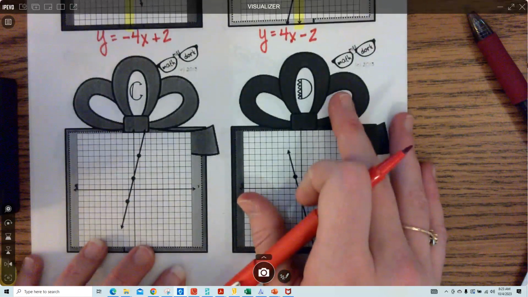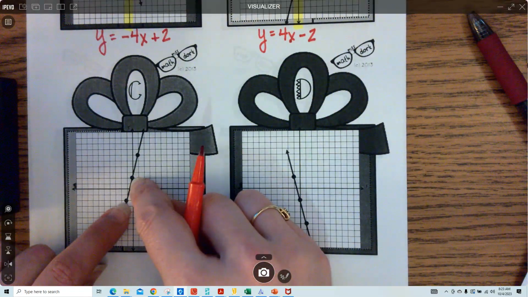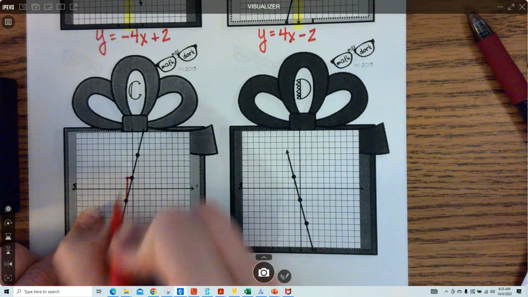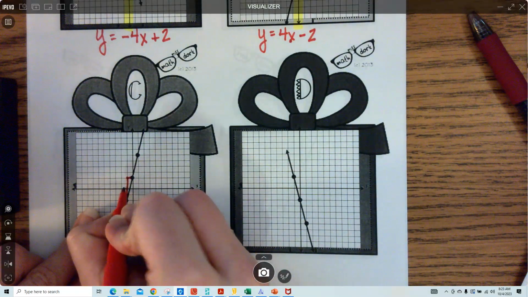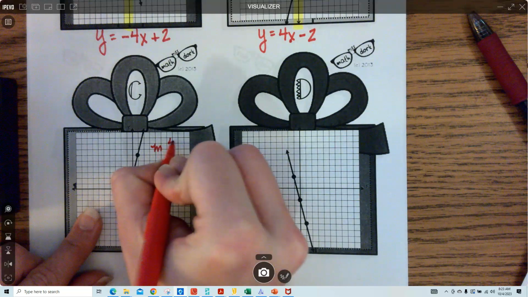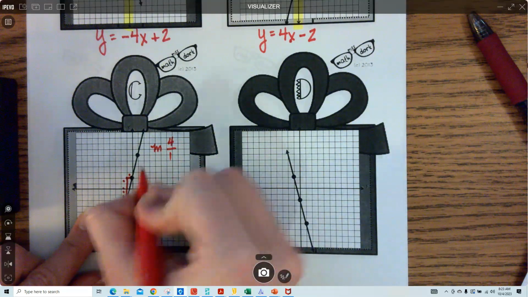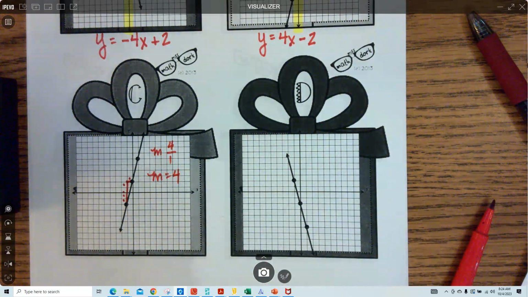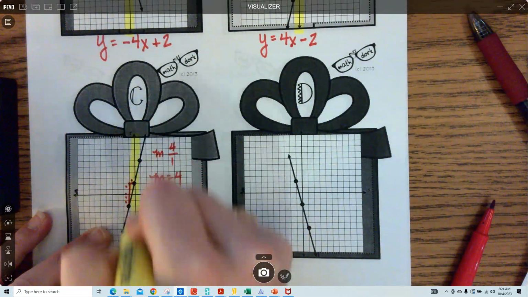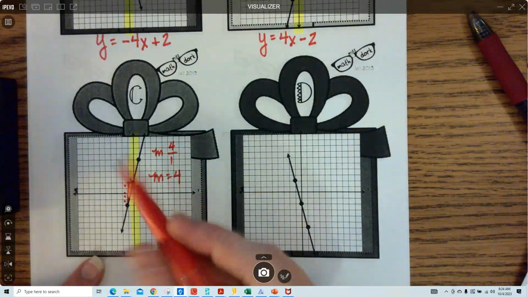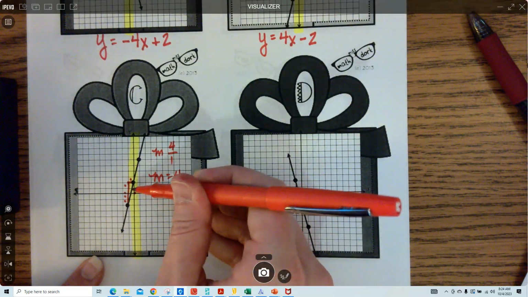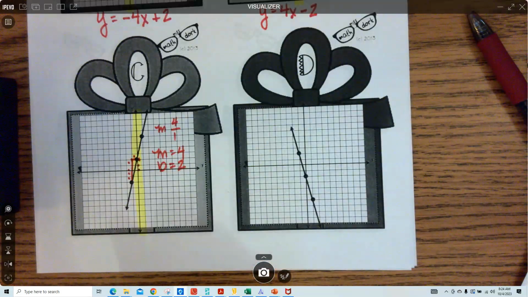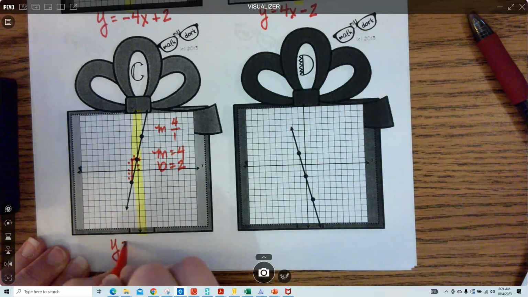All right, on C, any 2 points, it doesn't matter. So from here to here, I've got to go up and then over. So I'm going up 4 over 1. So my slope is 4 again. Simplify it down. Y-intercept, where it crosses. Start at the origin. I'm going to go up 1, 2. So that's a +2.